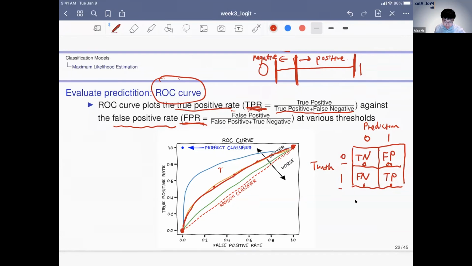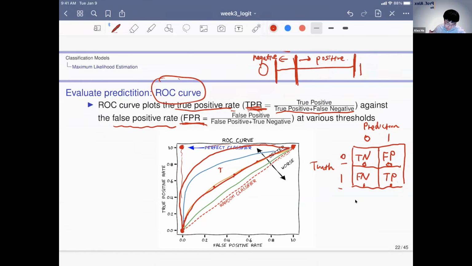And the more above the diagonal, the better, because what would be a perfect classifier? The perfect one is just a dot here, okay? Which means that the true positive rate is 1: when it's positive, I always predict it to be positive. And the false positive rate is 0, meaning that when it's actually negative, I never predict it to be positive. So the best case would be here, and you can always go closer and closer to it. The closer you are to that point, the better.